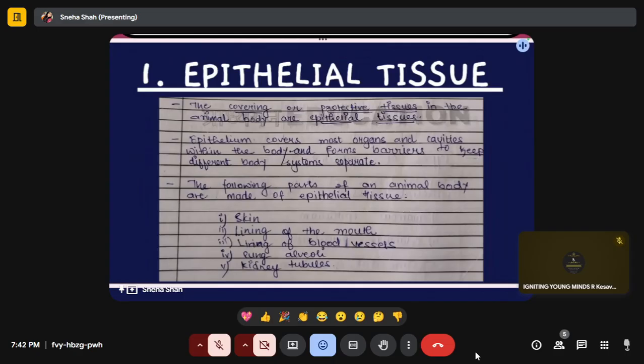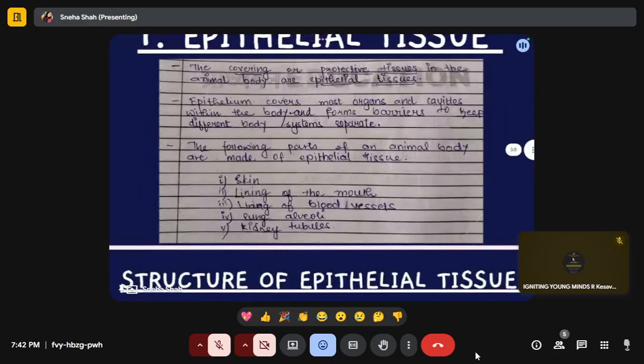The following parts of an animal body are made up of epithelial tissue. Now understand the parts where epithelial tissue is present. It is skin, obviously. Lining of the mouth. What do you mean by lining of the mouth? The skin that you can feel inside your mouth. It is made up of epithelial tissue. Lining of blood vessels. When I use the word lining, it is the inner lining. That is the inside of any part or any organ that I have mentioned. So lining of the mouth, lining of blood vessels.